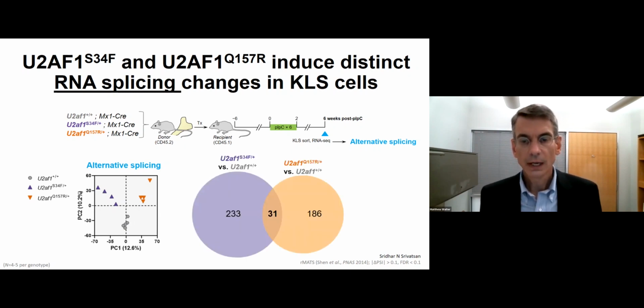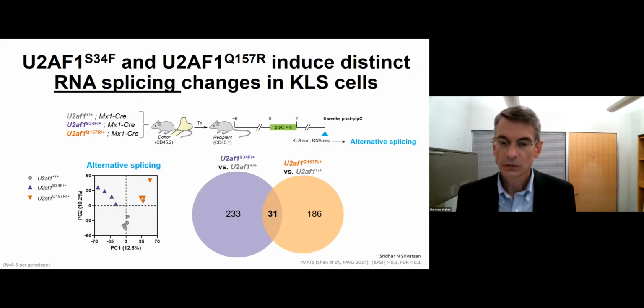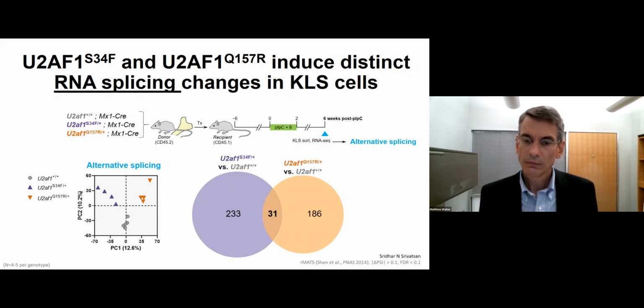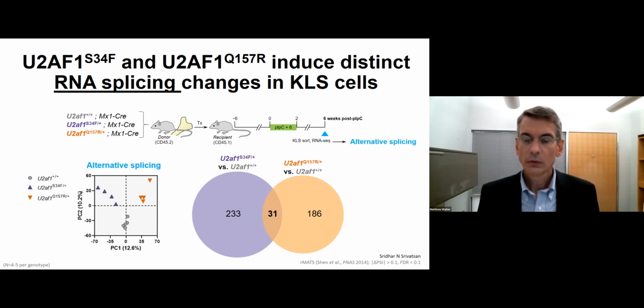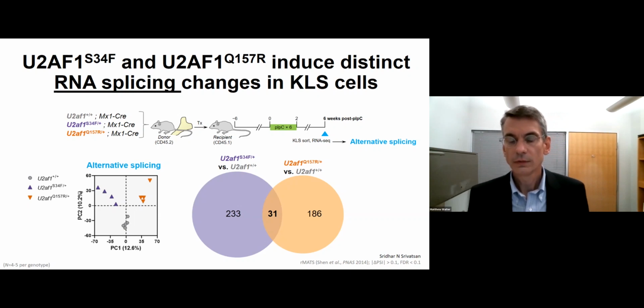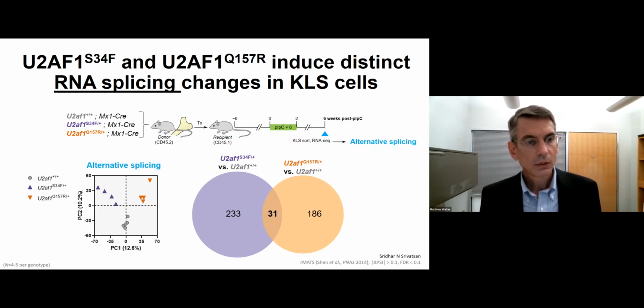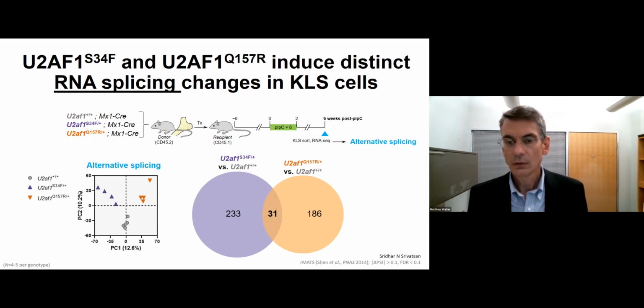If we then do a supervised analysis using rMATS to identify the junctions that are unique and shared between them, we find that the majority of these splicing targets are unique to each genotype, with minimal overlap in shared junctions. And so based on this, we wanted to ask, are there critical splicing targets that confer the phenotype, in particular to the S34F mice, that is not present in the Q157R mice? We focused on a specific splicing event in a variant H2A histone called H2AFY.